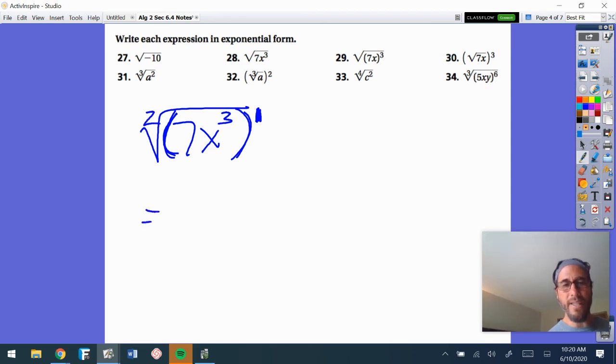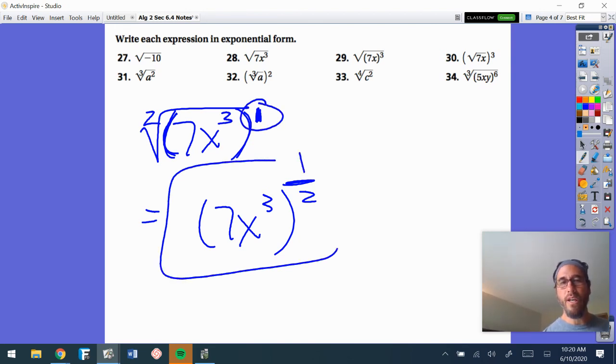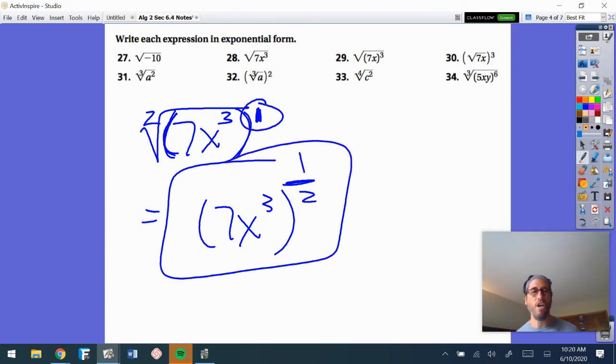So how do I rewrite this guy? Well, it's going to be 7x to the 3rd. You keep that parentheses. What number is in the ditch? It's a 2. What number is the power? It's a 1. So that is actually the answer. A lot of students would get that wrong because they would put a 3 up as the power, but it's not, because it's what's underneath the radical.